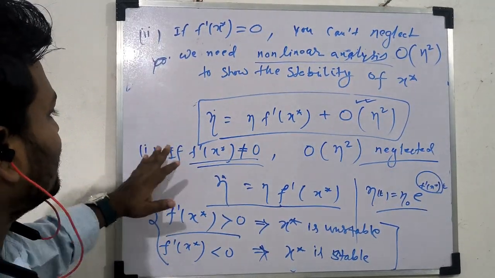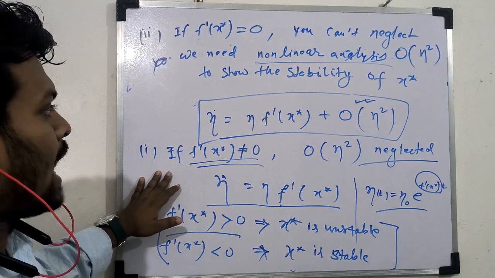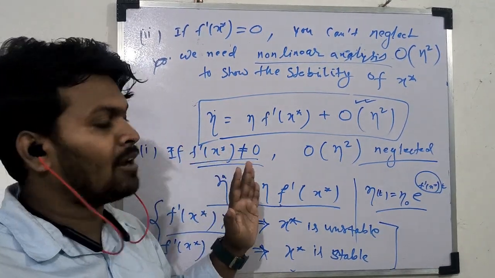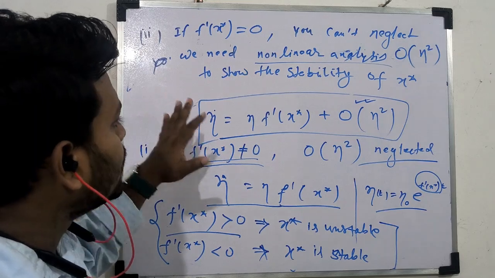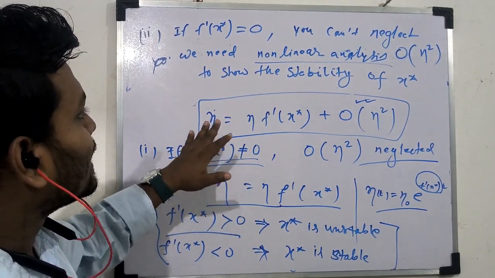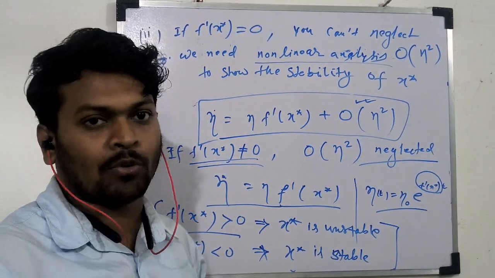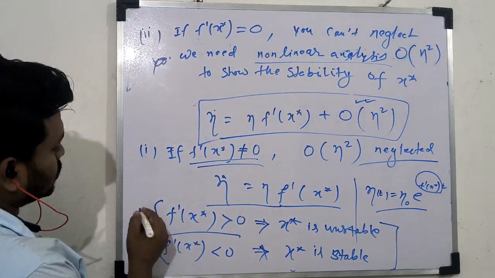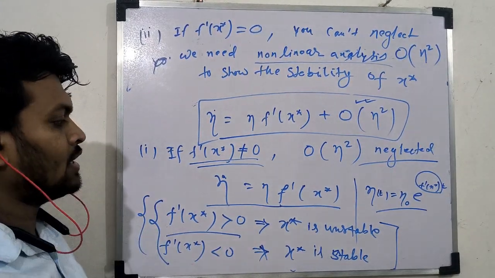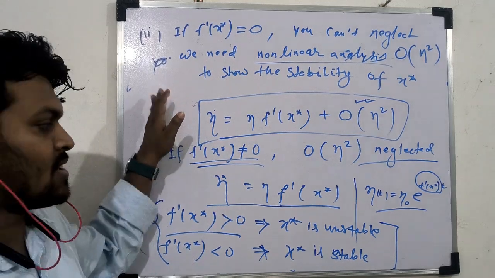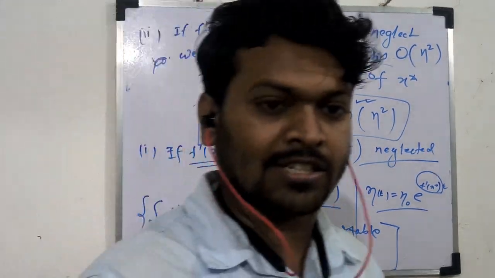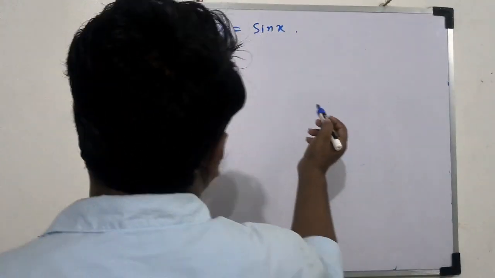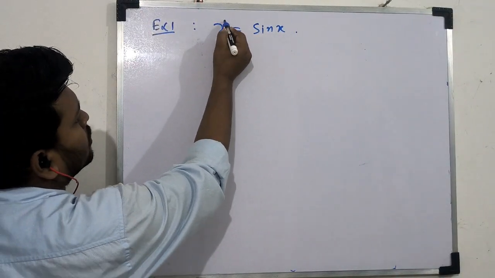So now I take some simple examples. I have already discussed in the previous lecture by the graphical method, but now I will show it here by this theoretical approach. So we show under these two conditions whether the equilibrium point of a given system is stable or unstable. Let us take the first example, x dot equal to sin x.